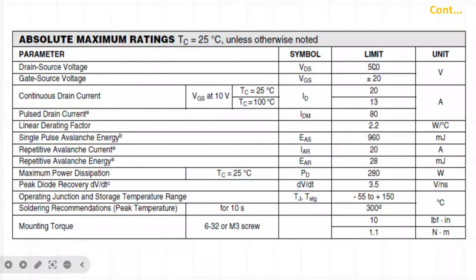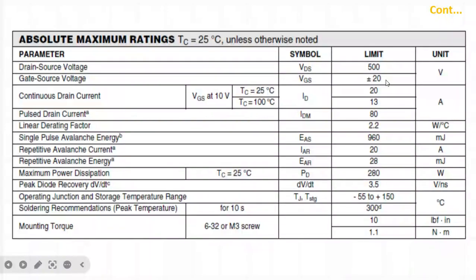Drain to source voltage, I have told you, is the maximum voltage up to which you can use this device. So up to 500 volt application you can use this device. Then gate to source voltage is plus minus 20 volt, so it requires only 20 volt. If you start with 0 to 20 volt, that is fine. It is mentioned here as plus minus 20 volt.